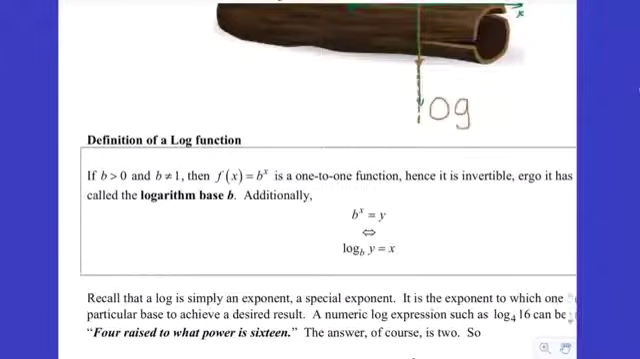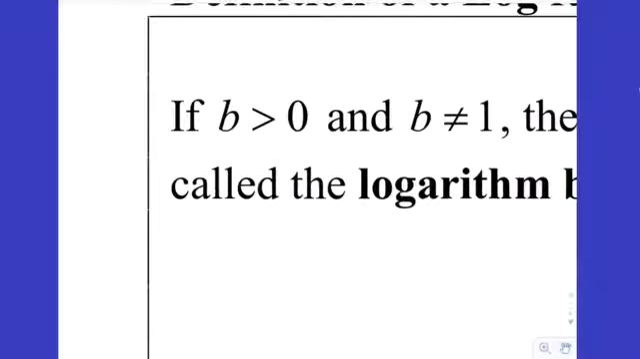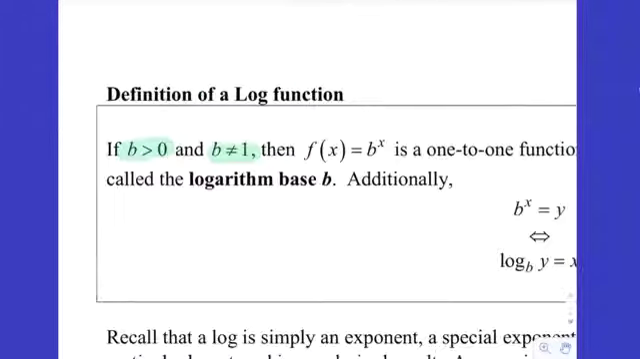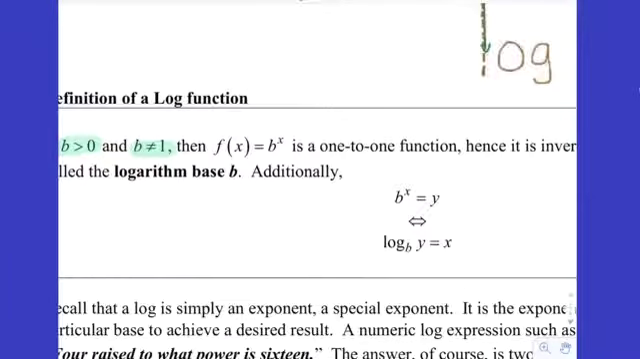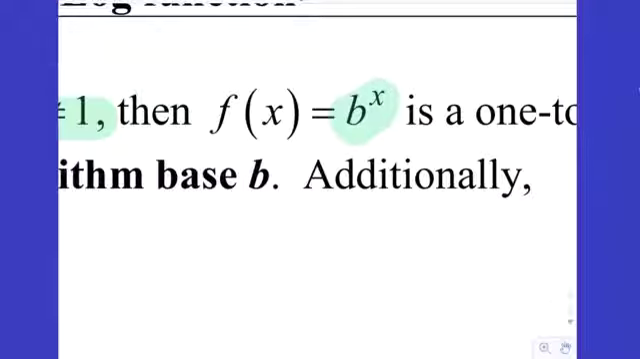But first, because everyone loves to hate logs, we're going to review logs a little bit, okay? So here's the definition of a log function. If b is greater than 0, positive, but not 1. So between 0 and 1 and greater than 1, much like exponential base. And then if f of x is equal to b to the x, the one-to-one exponential function, it has an inverse function known as log base b. Okay, so the inverse of exponential base b is log base b.